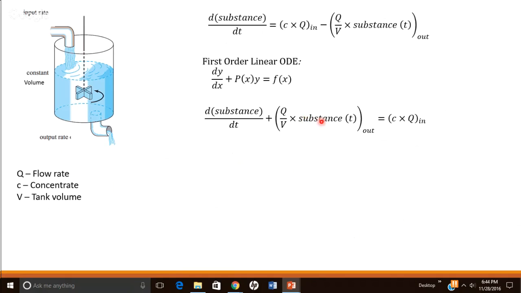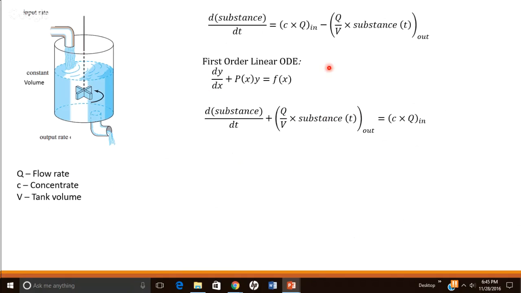Now it's a little easier to see. We've got the substance at any time t. Now we've also got the derivative of the substance, so you've got these correlating to each other. Now we also have the substance's coefficient, the flow rate over the volume. That is what's going to come out as p of x. And then this flow rate going in, or the amount of salt going in per unit time, is analogous to f of x.